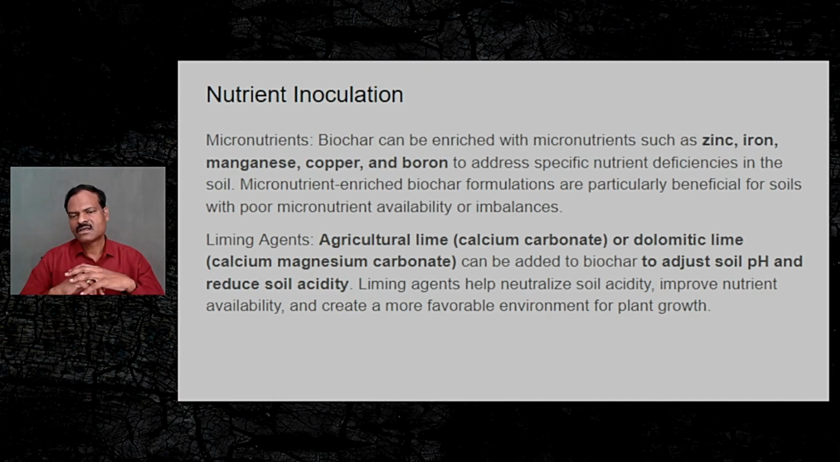Liming agents. Agricultural lime, calcium carbonate, or dolomitic lime, calcium magnesium carbonate, can be added to biochar to adjust soil pH and reduce soil acidity. Liming agents help neutralize soil acidity, improve nutrient availability and create a more favorable environment for plant growth. This is for the acidic soils alone. For alkaline soils, we need to add other materials.